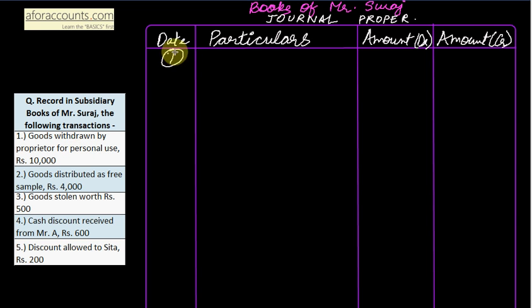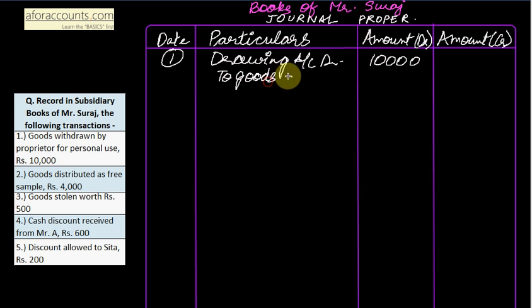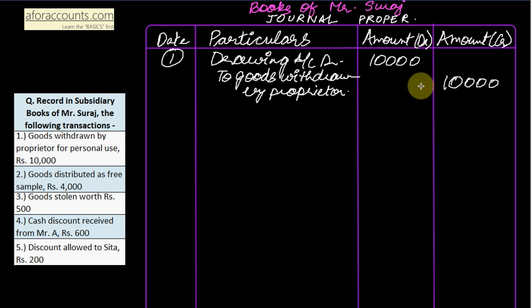So first, drawing account debit. How much? 10,000. To goods withdrawn by proprietor for personal use, and that comes up to 10,000.